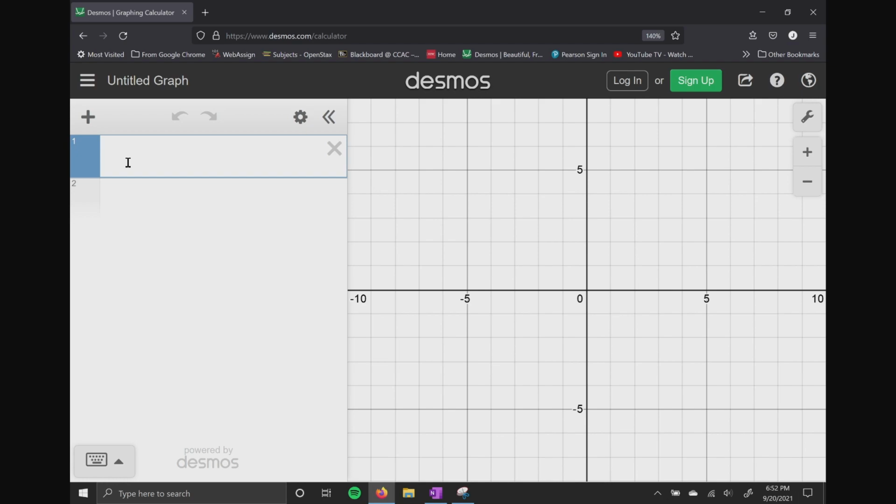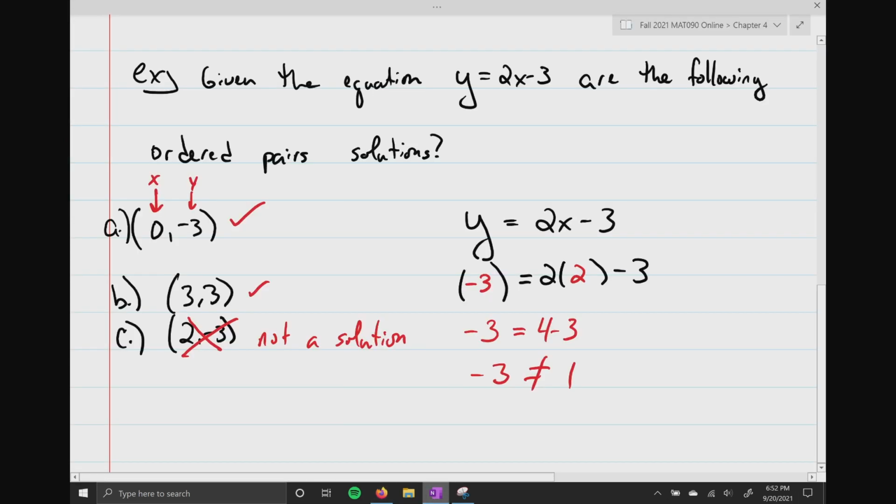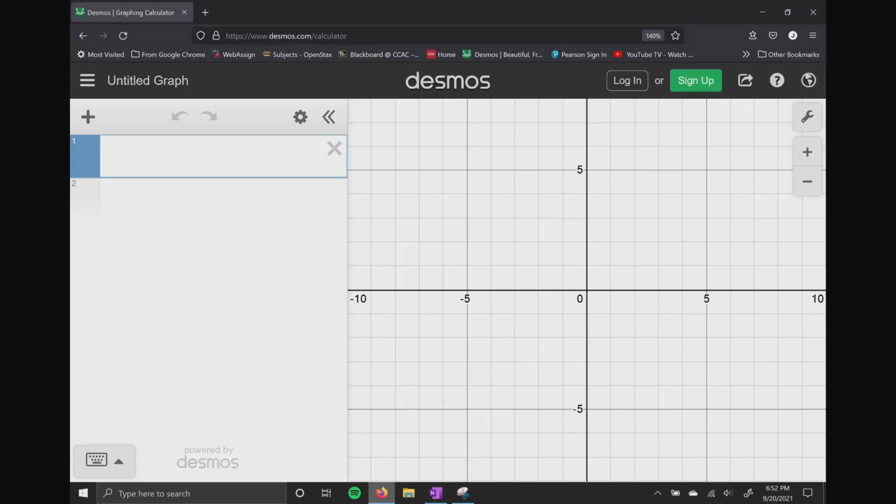Okay, so that example, I don't even remember it. Let me look back at it. Sorry. Oh, y equals 2x minus 3. All right. So I'm going to type in y equals 2x minus 3. And when I do that, I go ahead and get this nice red line.